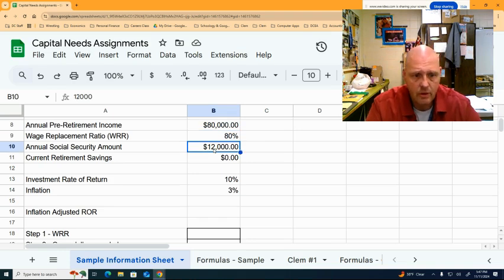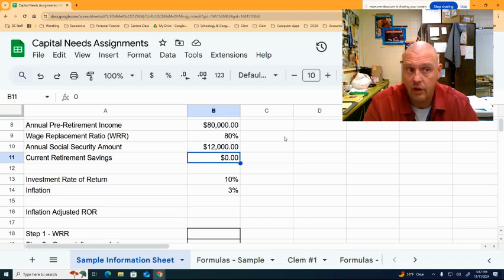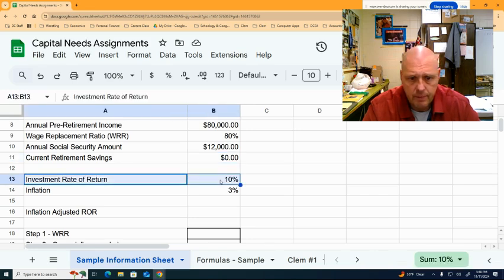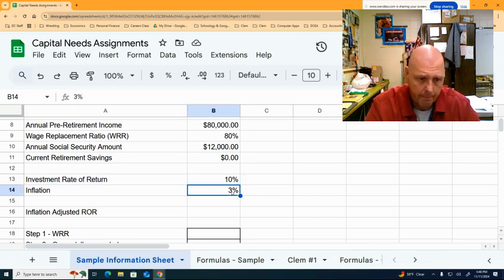Right now, her annual Social Security payments are going to be $12,000 total. That pretty much comes out to $1,000 a month. She hasn't saved anything yet. So logically, had she had more money saved, it would have been an easier chore to do. But right now, she's like, this is why I'm coming to you. I don't have anything set aside. Help me out. We're going to go with the S&P 500 kind of industry standard 10% rate of return, and we've got inflation currently at 3%.